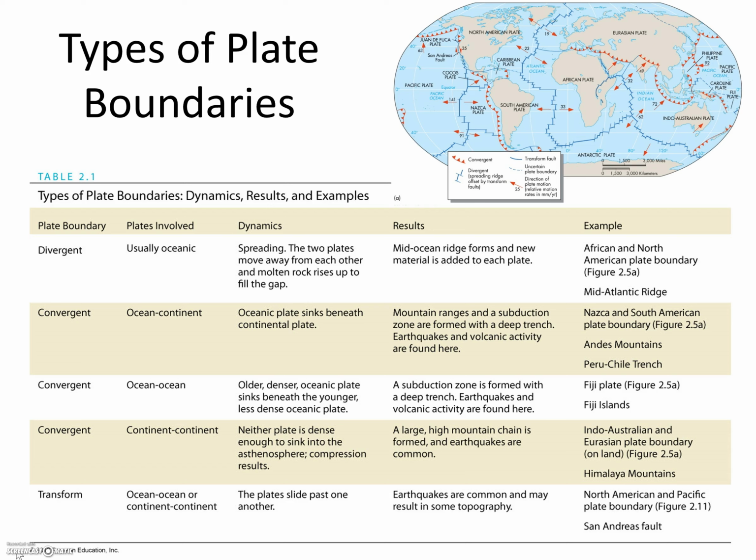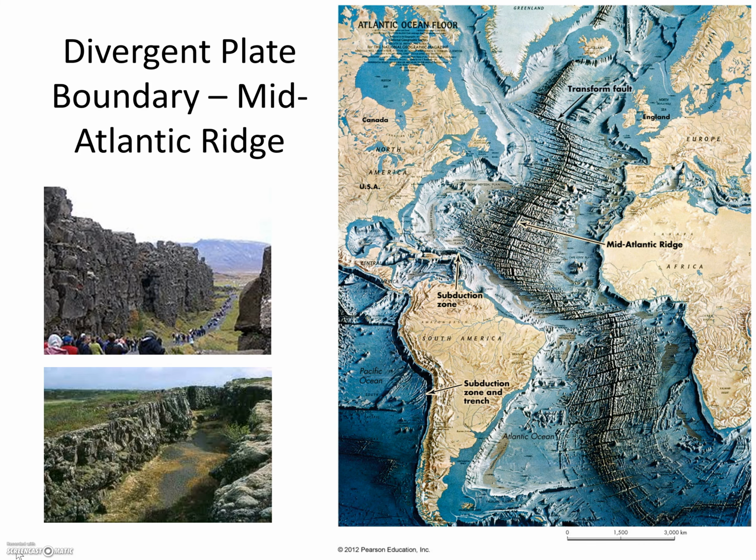Here is a table of different types of plate boundaries and the different types of plates involved. You can pause and review the table now or find this table in your book. We are going to briefly look at each combination. First, divergent plate boundary, Mid-Atlantic Ridge. These pictures are on Iceland, which is an island on the Mid-Atlantic Ridge. These next pictures are a divergent plate boundary, the Great Rift Valley.